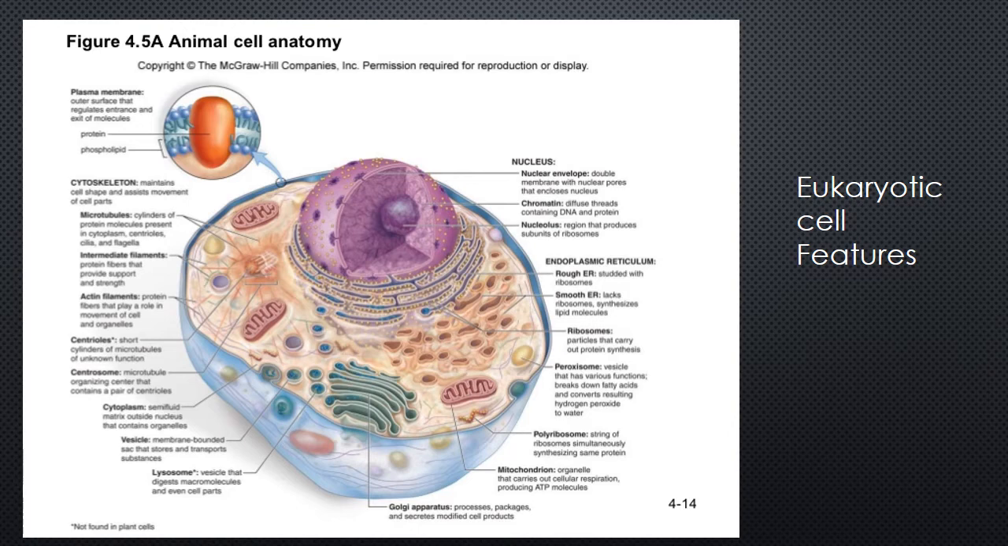So today we're going to talk about the general features of eukaryotic cells. Now, what I have on this particular slide is an animal cell, and animal cells and plant cells are both eukaryotic cells. So as we go through the different features, I will point out some of the differences between the plant and animal cells, and at the end probably do a summary so that we can compare and contrast those.